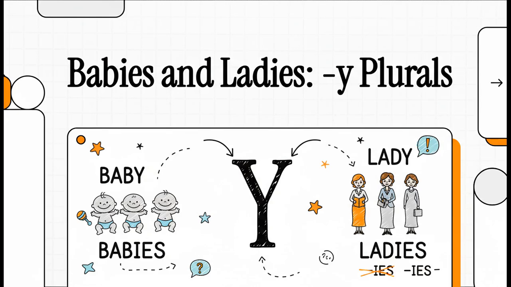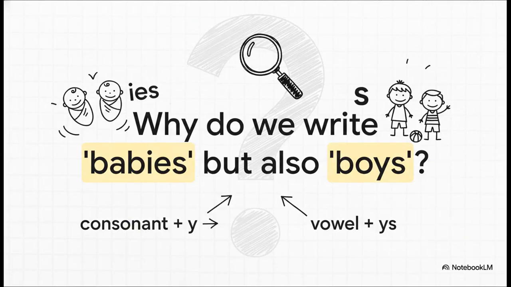All right, let's solve one of those classic grammar puzzles that trips everybody up. How do you make words ending in Y plural? You know, like babies and ladies. The good news? It's actually way easier than you think. So let's just dive right in.